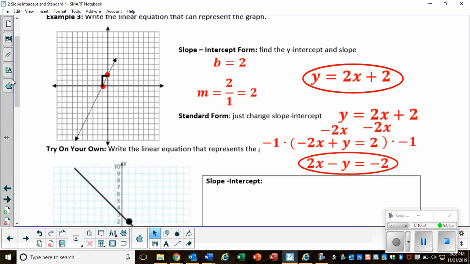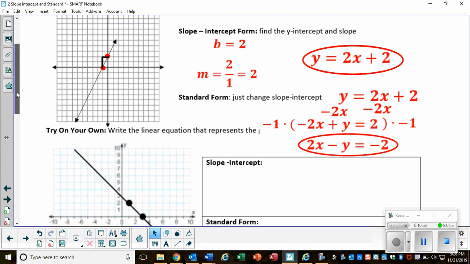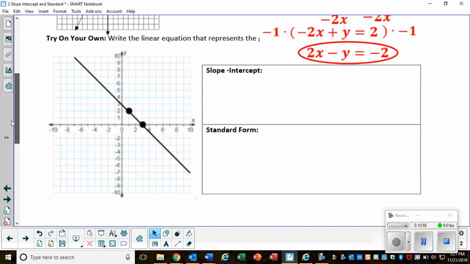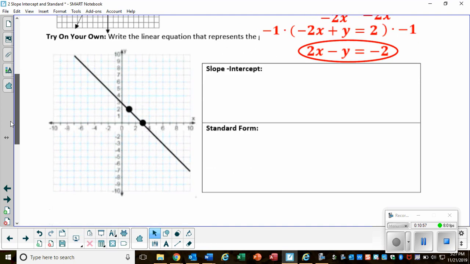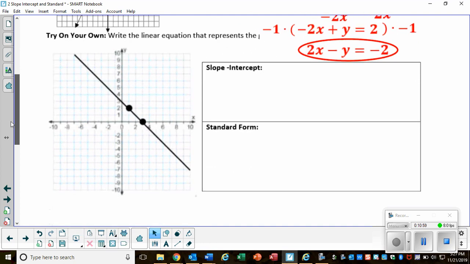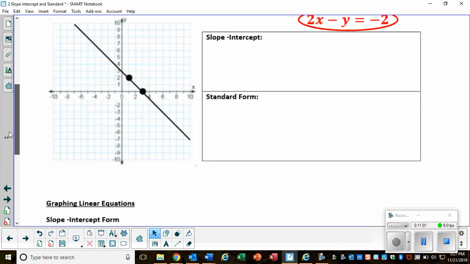Okay? Now you guys are going to try these on your own. I did give you 2 points to use just so we didn't get confused. Okay? So go ahead and give that a try.